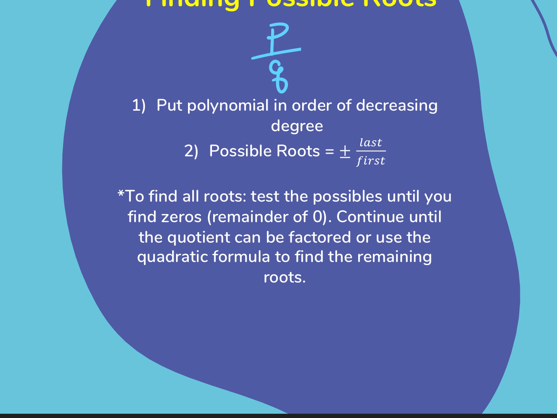Then to find the possible roots, you always put a plus or minus because it could be a positive or a negative. And it's the last term over the first term. It's the last term over the first term. And what we're going to do is synthetic division, sometimes 2 or 3 times, sometimes just once if we get lucky, but to figure out what could possibly help us find our zeros. So let me explain this to you, okay?